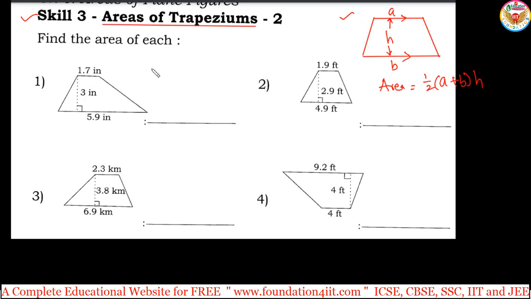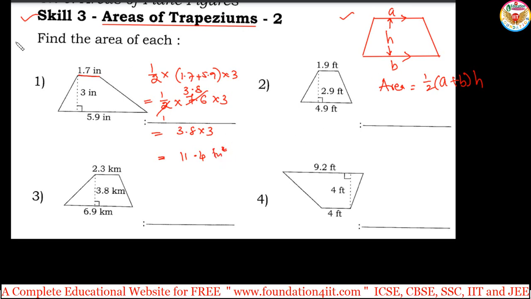For example, the first one: 1 by 2 times the sum of the parallel sides, 1.7 plus 5.9, into h, which is 3. You can simplify 1 by 2 times 1.7 plus 5.9, so 7.6 into 3. You can go for the cancellation method: half of 7.6 is 3.8. Then 3.8 into 3 is 11.4 square inches.